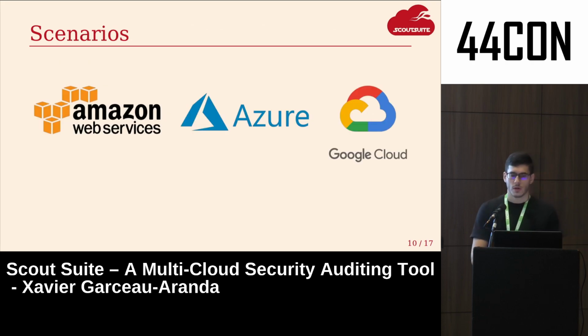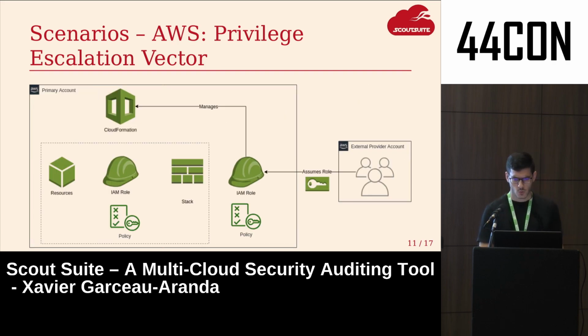All right, so here what we'll do is I have 3 scenarios for AWS, Azure, and GCP of pretty typical issues that we find in our day-to-day assessing cloud environments, and how Scout can help you identify and assess these issues, right? So the first one is a privilege escalation vector in CloudFormation. By show of hand, who has used or knows of CloudFormation? All right, so a bit of people.